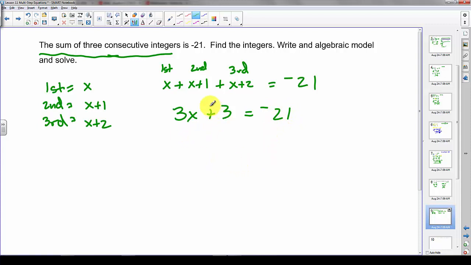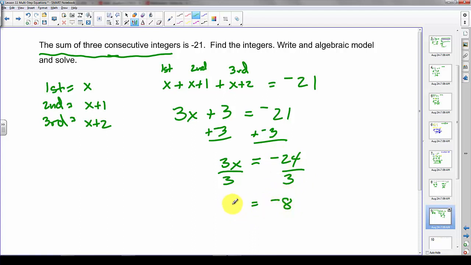I'm going to solve this by undoing the addition of 3, so I'm going to add a negative 3 to both sides. This gives me negative 24 is equal to 3x. Since 3 goes into 24 evenly, I'll just divide by 3 on both sides. 24 divided by 3 is 8, but I have a negative and a positive, so this is going to be negative 8 is equal to x.